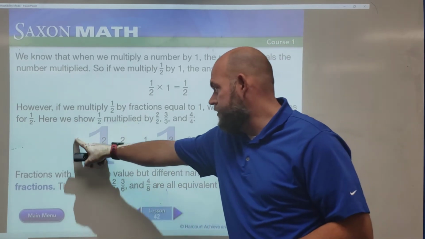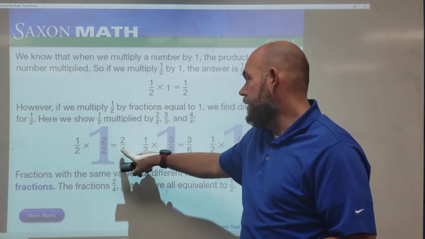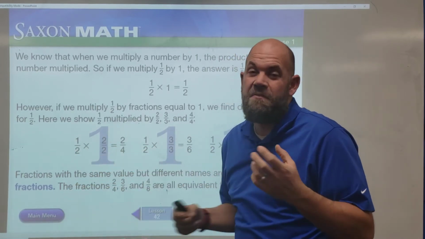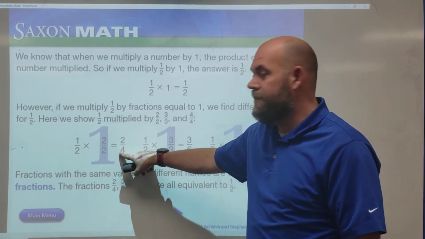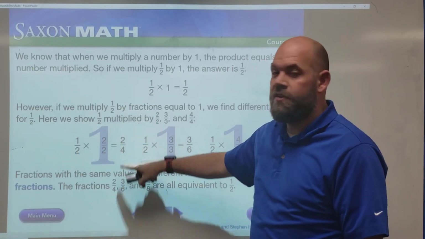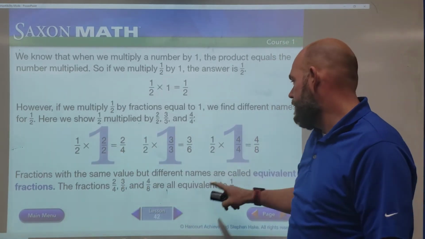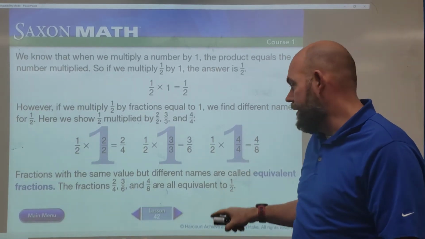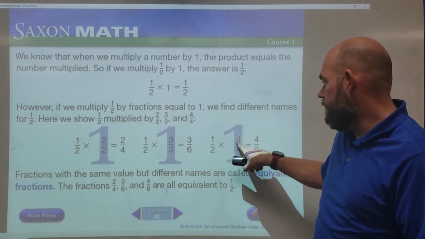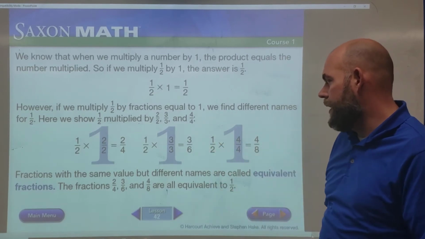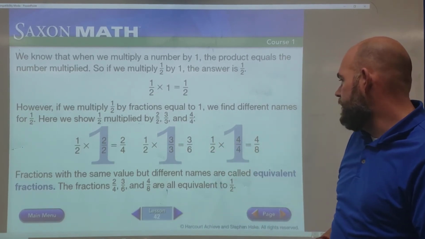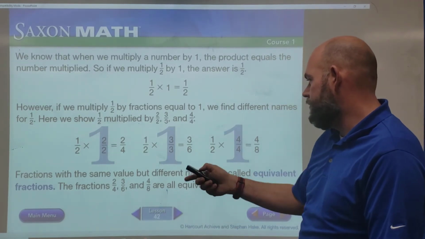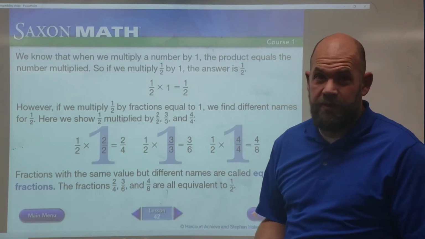So here you see we changed the denominator from a 2 to a 4. It's still the same number. It's still a half. It's still the value of 1/2. But now we have a denominator of 4, so we change it to 2/4. We can do this for 3/6 or 4/8 simply by multiplying it by a different denominator. Here, 4/4 times 1/2 equals 4/8. So fractions with the same value but different names are called equivalent fractions. The fractions 2/4, 3/6, 4/8, they're all equivalent to 1/2.